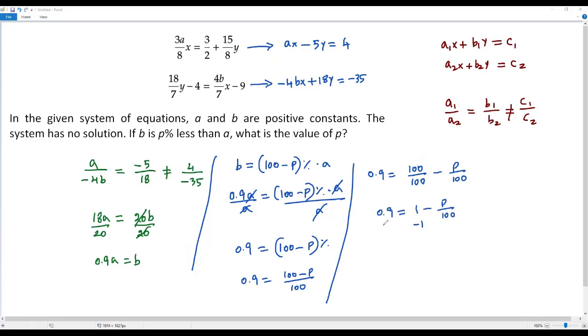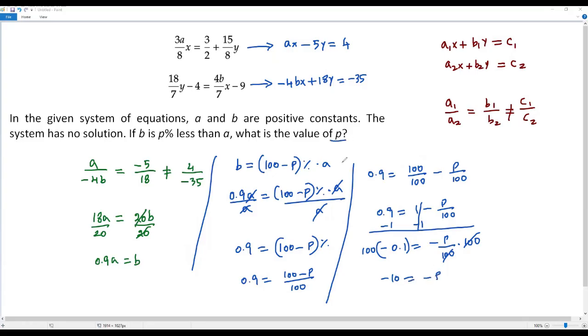Now let me subtract 1 from both sides of this equation. This 1 and negative 1 will cancel out. When I simplify positive 0.9 and negative 1, I am getting negative 0.1 equals negative p over 100. Now let me multiply both sides of this equation by 100. Here this 100 will cancel out. On the left side, when I multiply negative 0.1 by 100, I'm getting negative 10. On the right side, we have negative p.